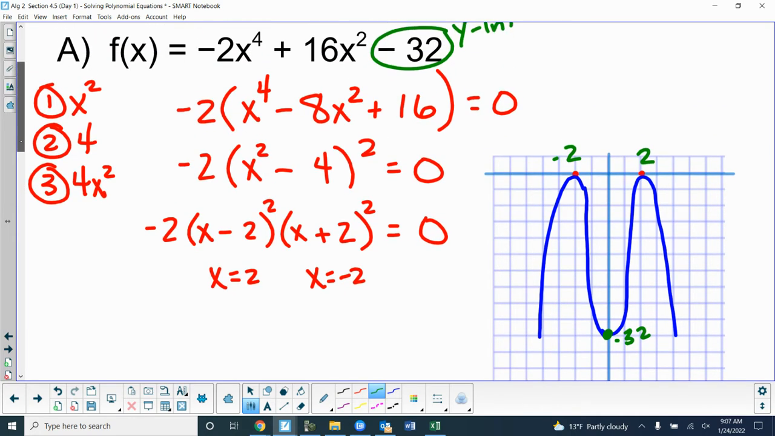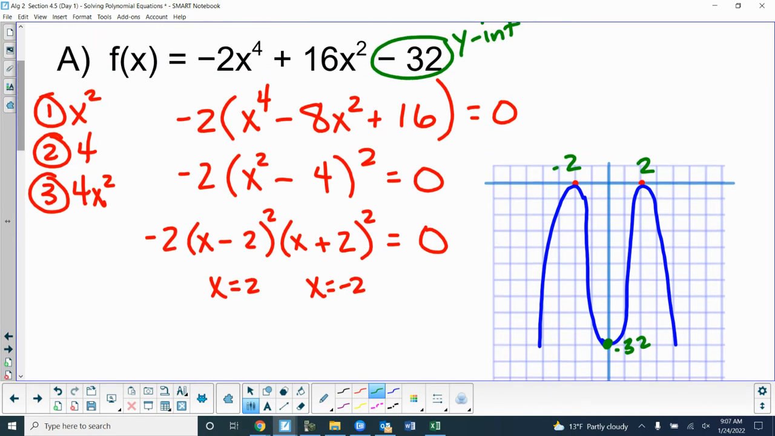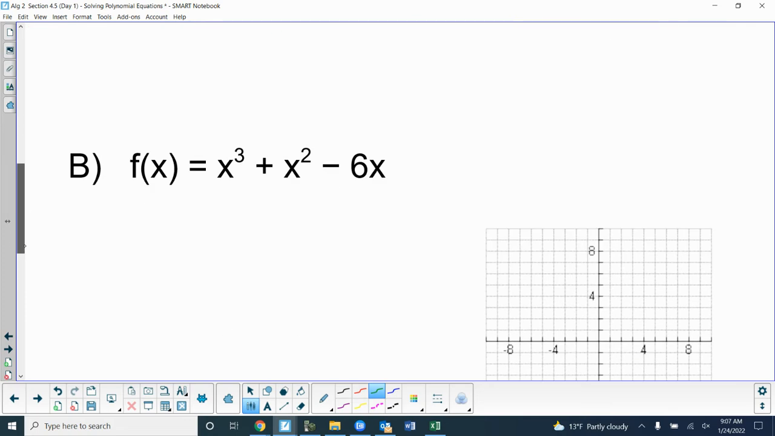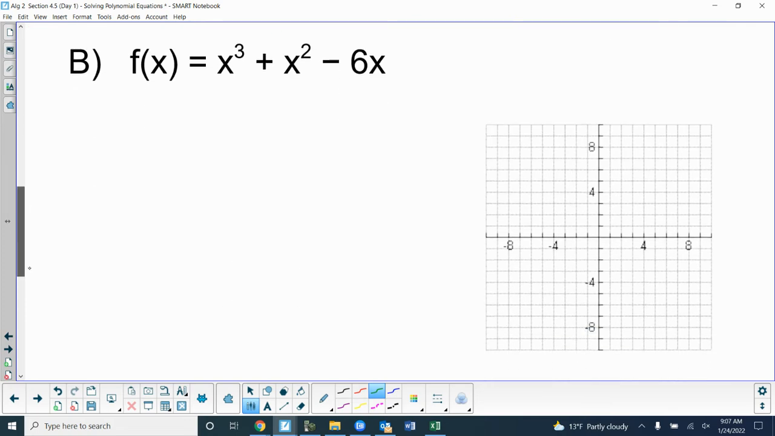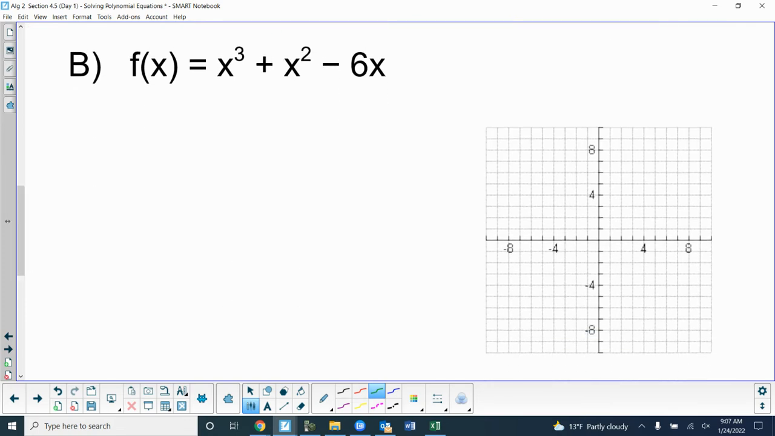All right. Questions on that? All right. Let's look at this one. Same thing. It says find the zeros and then graph it. Okay. So take out the x for the GCF.